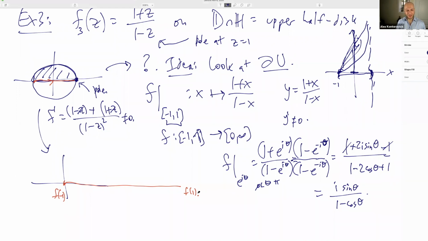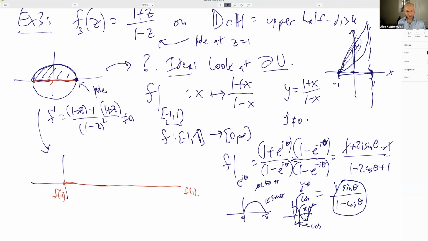And so what happens to this? So first of all, it's purely imaginary. Sine from 0 to pi goes like this. This is sine from 0 to pi. Cosine goes like this, just like this, 0 to pi. This is cosine. 1 minus cosine. So minus cosine goes like this. This is minus cosine. And then I add 1 to that. So this is 1 minus cosine.